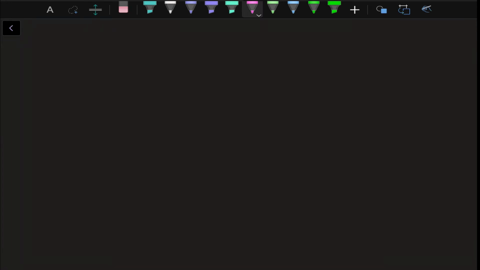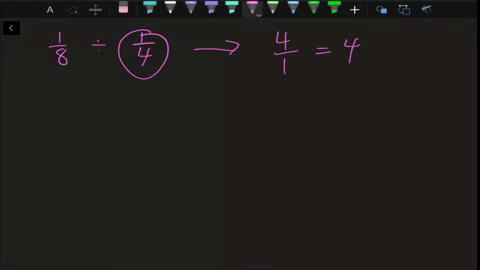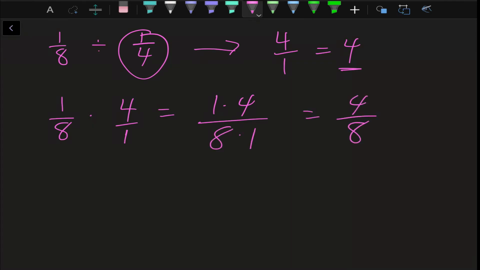So, next example, 1 over 8 divided by 1 over 4. First step, flip this guy. Flip it: 4 over 1, which really is just 4. And then we're going to multiply 1 over 8 times our new flipped fraction, which is 4 over 1. Might be easier for us to see. So 1 times 4, 8 times 1, 4 over 8 is the answer. Now again, this is not in lowest terms, so we can go further and get 1 over 2.